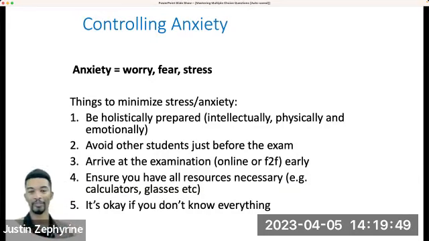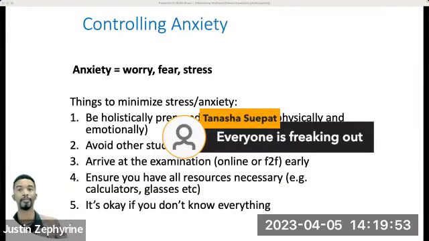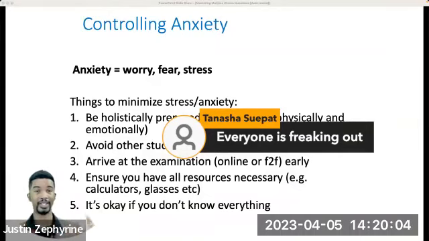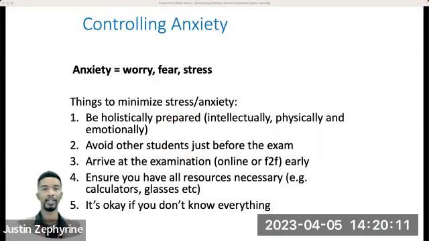Yes, it happens when you meet up with your friends and you really have the best intentions, but what happens is that they say things that make you think, oh, I didn't really study that. I don't think I'm prepared for that. And then you start to get jittery and panicky and you start to freak out, as Tanasha said.